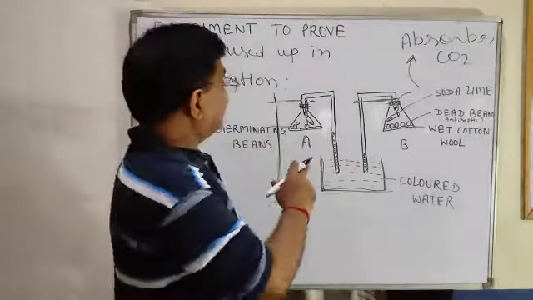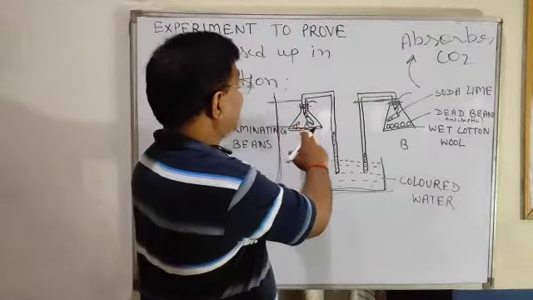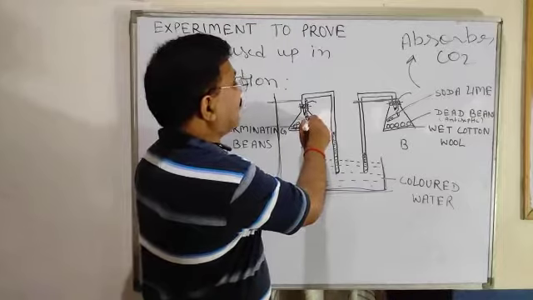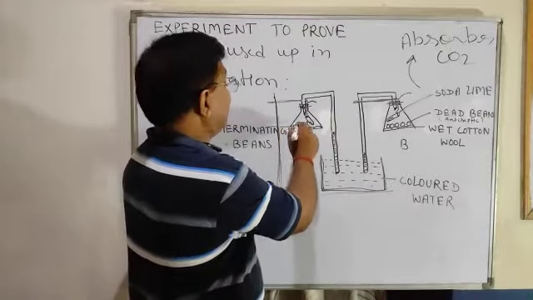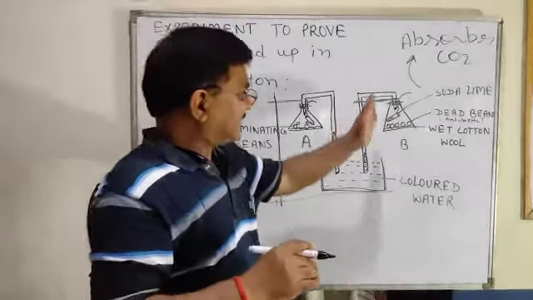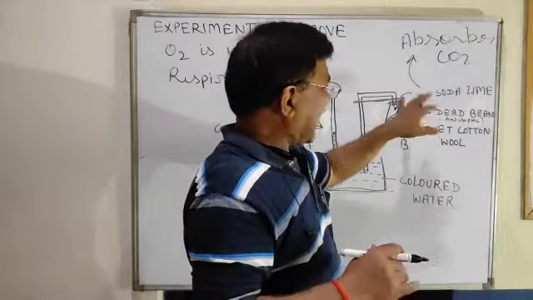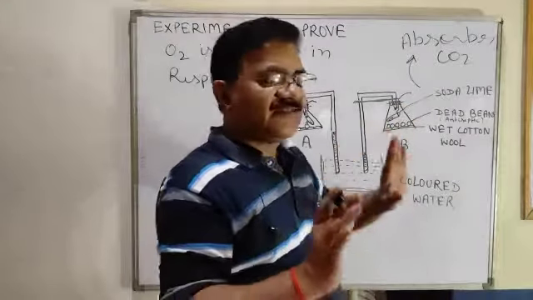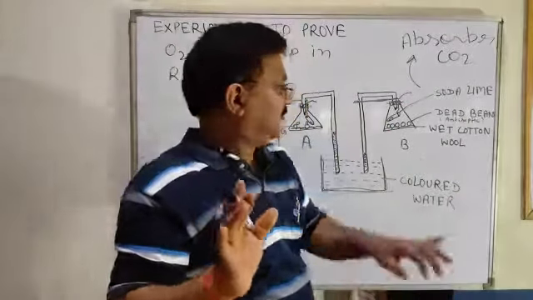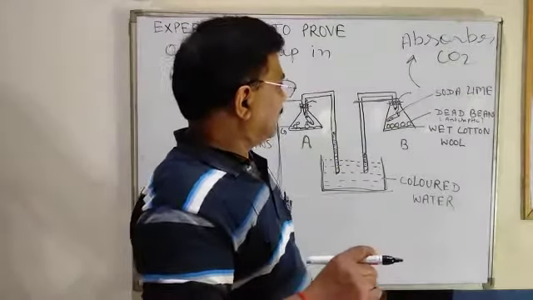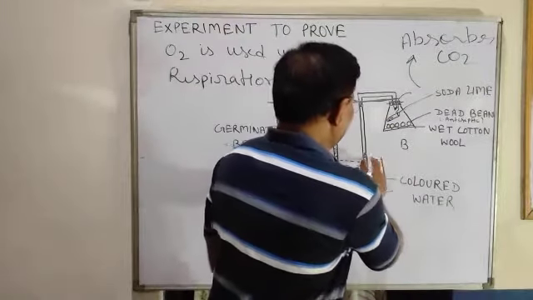Now why does it rise? Because vacuum was created, and vacuum was created due to absorption of carbon dioxide by soda lime and oxygen by germinating seed. Now in this case, carbon dioxide was absorbed by soda lime, but oxygen was not consumed because the seeds are dead bean seeds. So there is a slight rise.